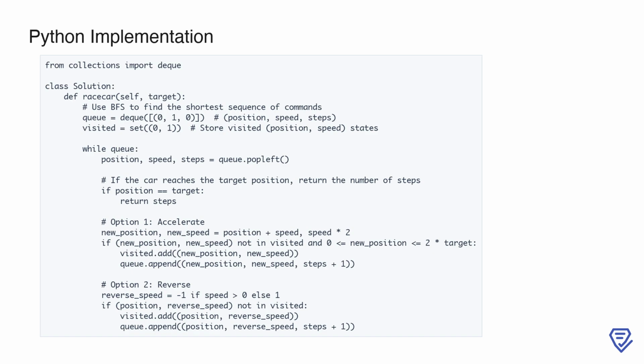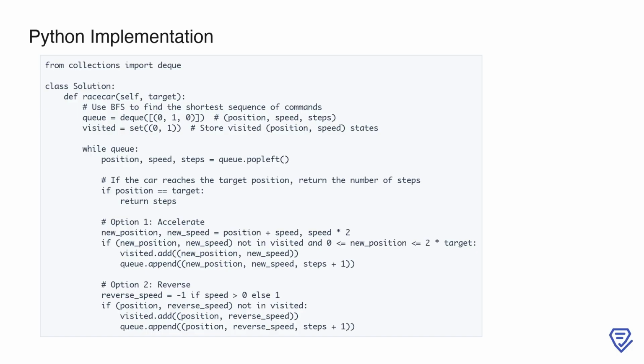Complexity. Time complexity. The BFS explores all valid states, and the number of states is constrained by the position and speed limits. The worst case complexity is approximately 2 to the power of n, where n is the number of bits in the target. Space complexity. The space complexity is proportional to the size of the visited set and the queue, which store the states.